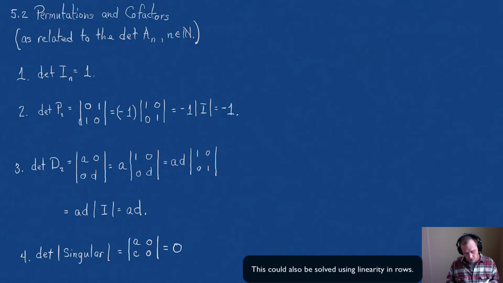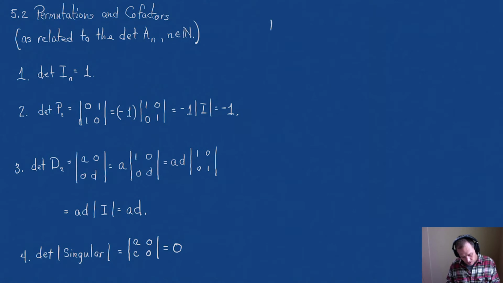Now, the next piece we need to know is, what is a permutation? So, a permutation is all possible orderings.